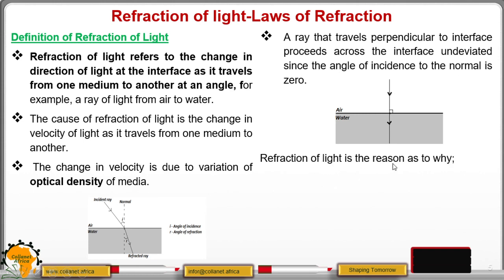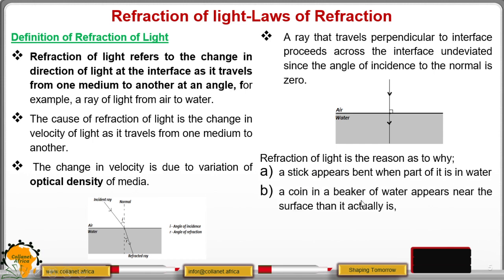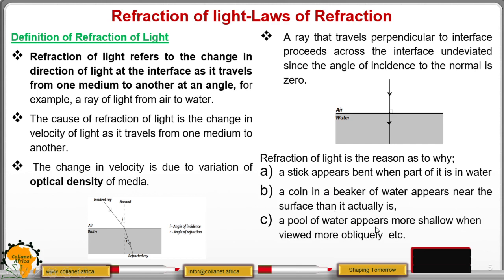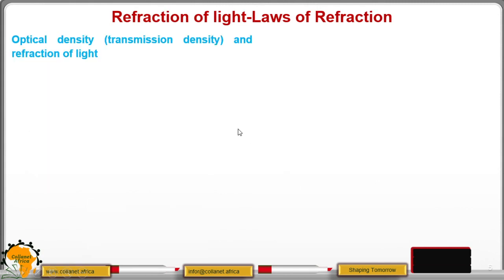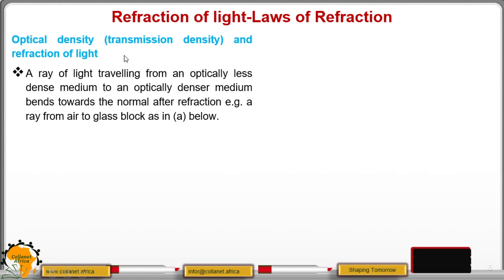Refraction of light is the reason for the following observations. 1, a stick appears bent when part of it is in water. We have seen that. 2, a coin in a beaker of water appears nearer to the surface than it actually is. 3, a pool of water appears more shallow when viewed more obliquely, and many other examples. Then we move to optical density, where we are referring to transmission density and refraction of light.